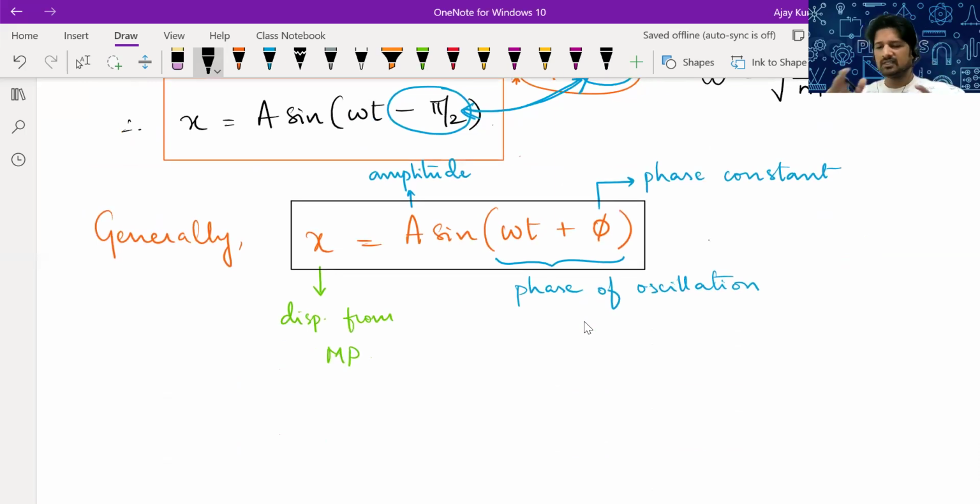So the general position time equation of an object executing simple harmonic motion can be written like this. You can also write it as x is equal to a cos omega t plus phi. You can convert one to the other also. We'll do all that while solving problems. Okay, we'll stop it here for today. Let us quickly recollect what all we discussed.